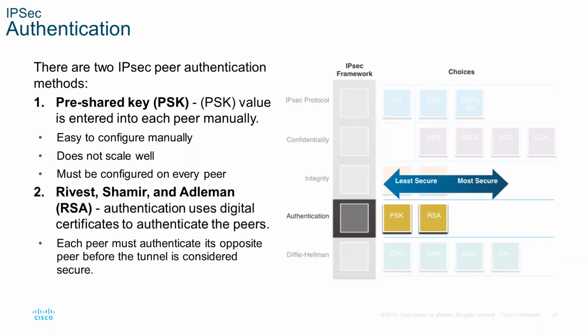All right, RSA was the Rivest, Shamir, and Adleman algorithm, which allows us to authenticate with a peer before the tunnel is considered secure.